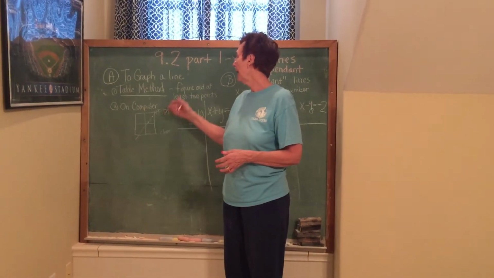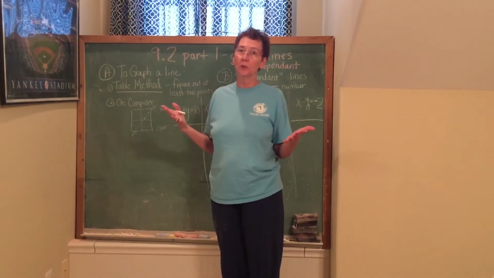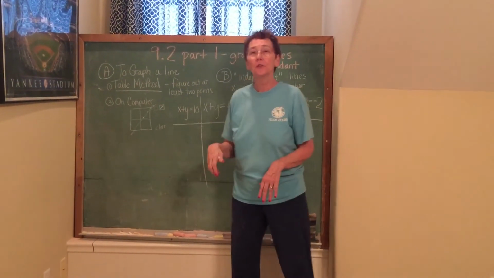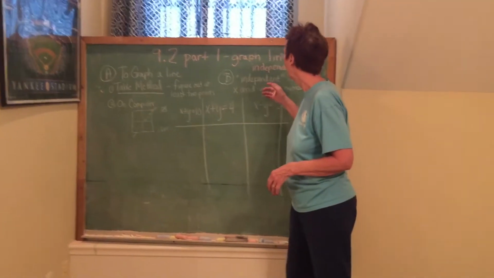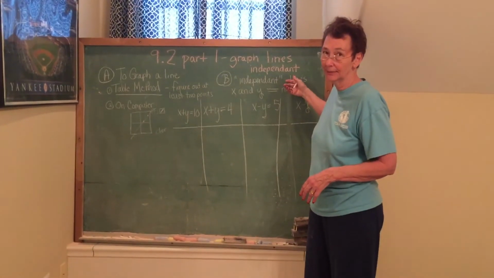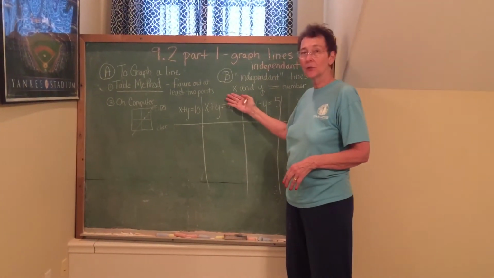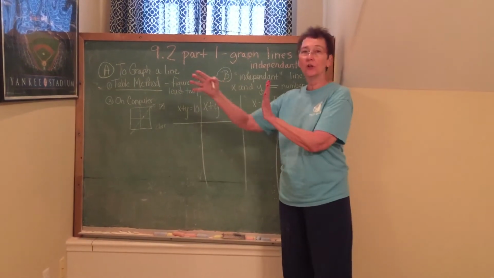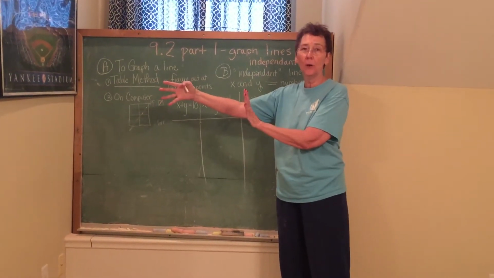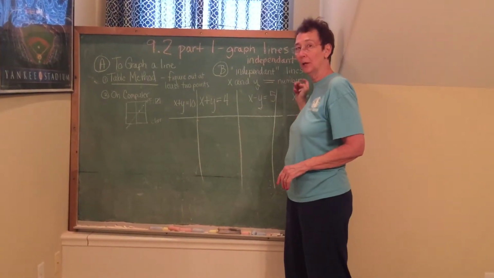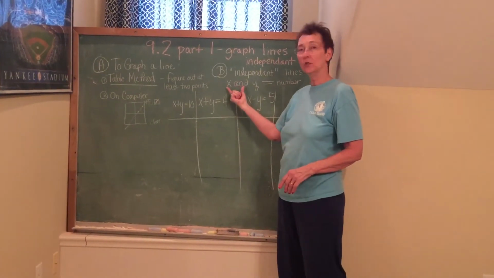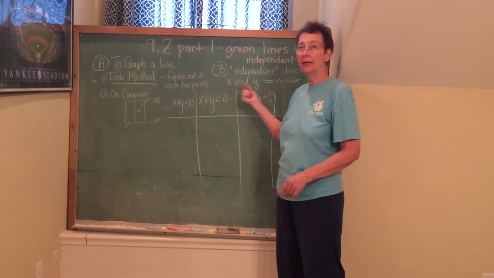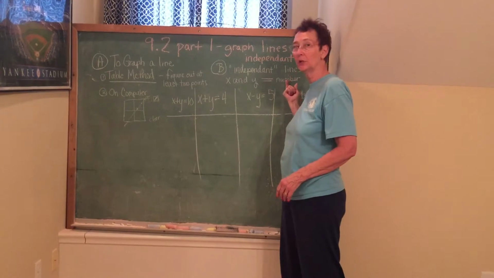So let's talk about how we do the first part then, coming up with the 2 points. The first kind of equation that we're going to talk about, I call an independent line. You've got x and you have y, and they are together on this side of the equation, and they equal a particular number. The x and the y are on the same side, and they equal one particular number.